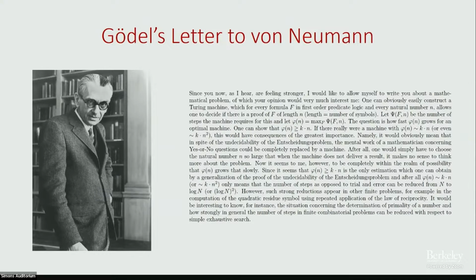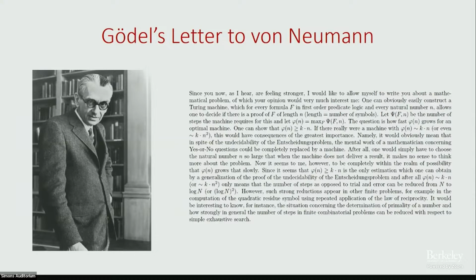He poses a finitary version of the Entscheidungsproblem. Hilbert's Entscheidungsproblem asks whether, given a mathematical theorem, you can effectively check whether it's provable or not. What Gödel asks is a finitary version of this: given a formula f in first order predicate logic and a number n, can a machine check whether there's a proof of length n for f? He defines his number phi of n, which is the complexity of deciding whether f has a proof of length n, and he looks at the asymptotic complexity and how it grows.